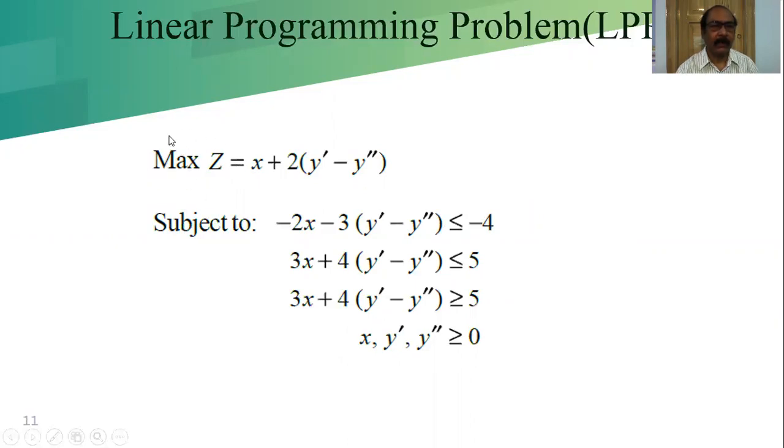This is the maximization problem, so it would be converted to the minimization problem. And the objective function will be minus 4 W1 plus 5 W2 dash plus 5 W2 double dash. The first constraint will be, we have to consider this way, minus 2 W1, 3 W2 dash plus 3.